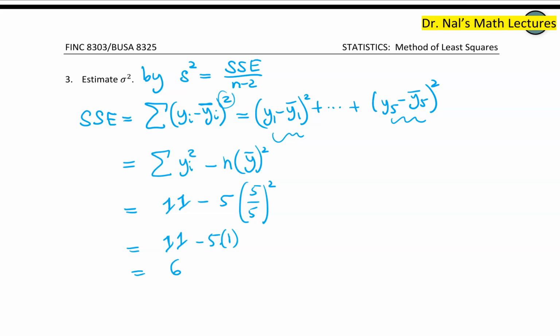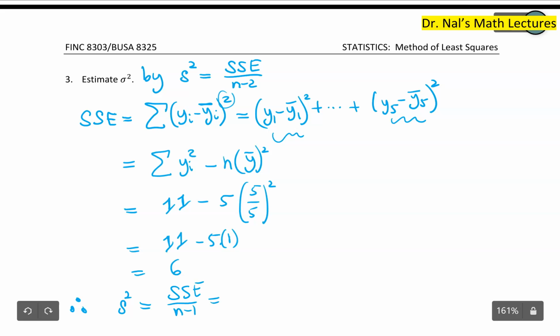Now we can substitute. So S square, which is the estimator for sigma square, is equal to, like we said, SSE divided by n minus 2. And SSE itself is, what did I do wrong here? Oh, another silly mistake. I'm so sorry, guys. So the thing that I calculated here, this wasn't the SSE.